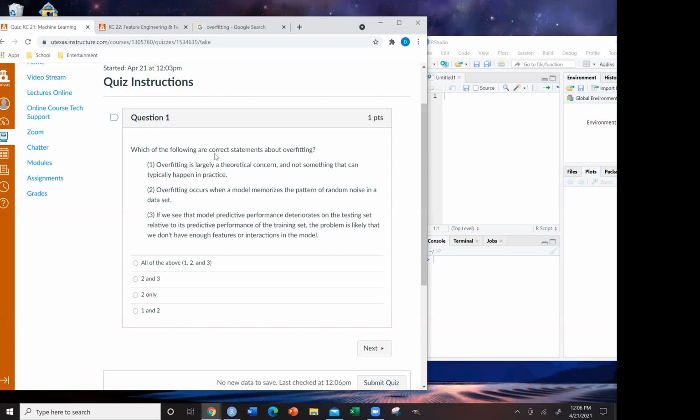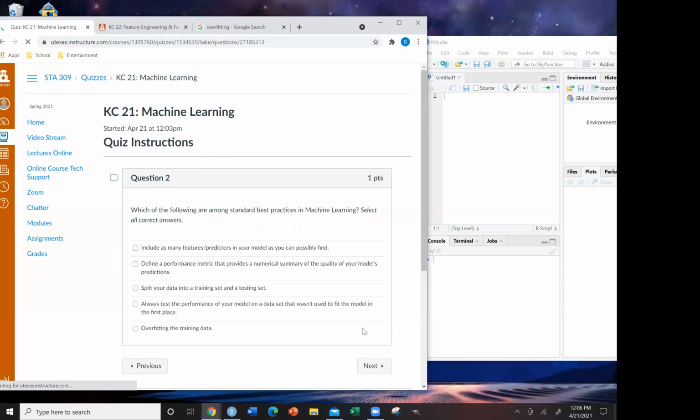With that in mind, it has too many variables and features in that model. So I'm thinking that 3 is false, because it's not likely that we don't have enough features. It's likely that we have too many features. Of course, if I'm wrong about this, then we'll have to re-record the whole video, but we'll find out. I think we're good on that.